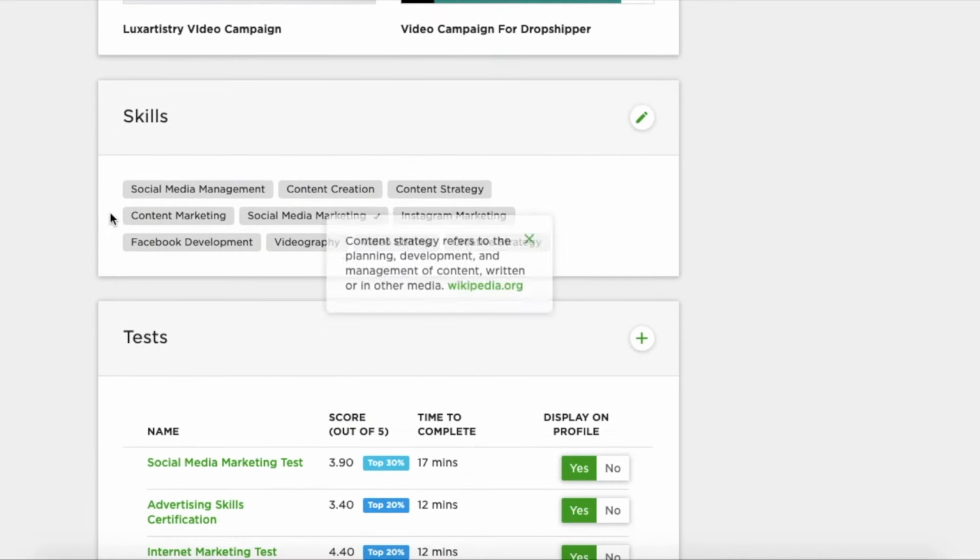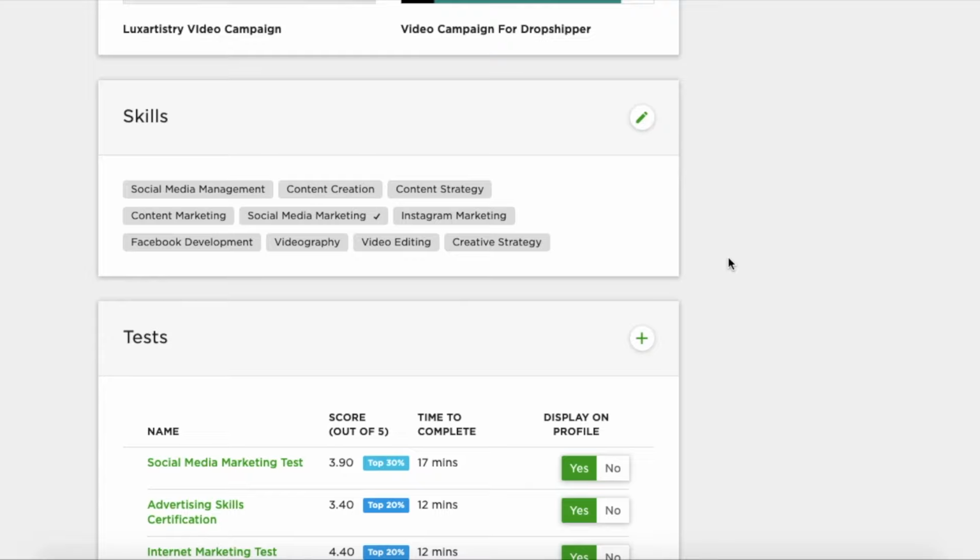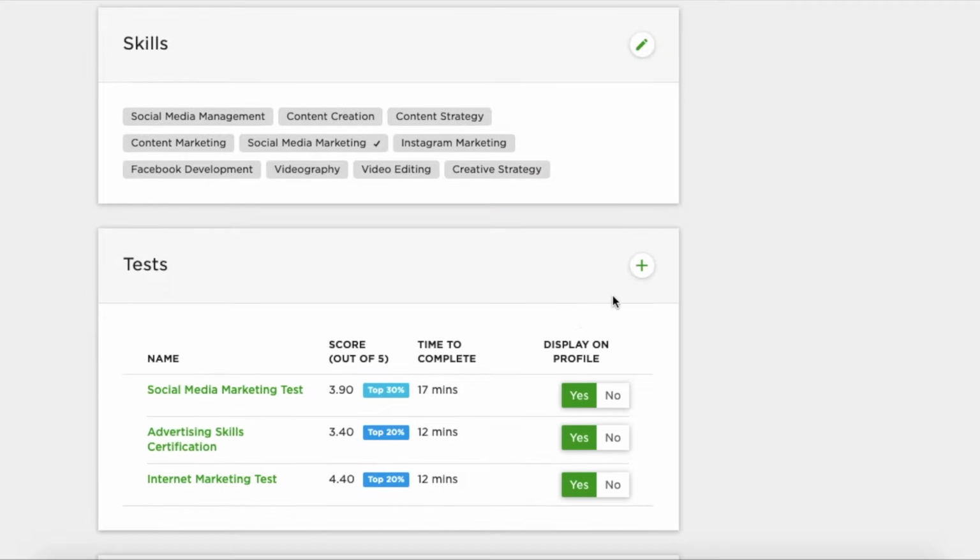So then you have your skills. You want to be as specific as you can for your skills. So right here, I just have social media management, content creation. Like I'm sure you know if you're going into graphic design, what your skills are going to be, but just be very specific with your skills and try to fill that up.